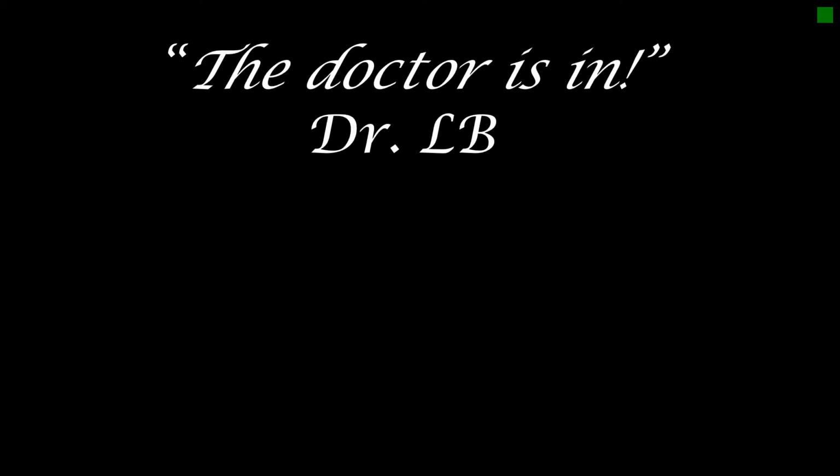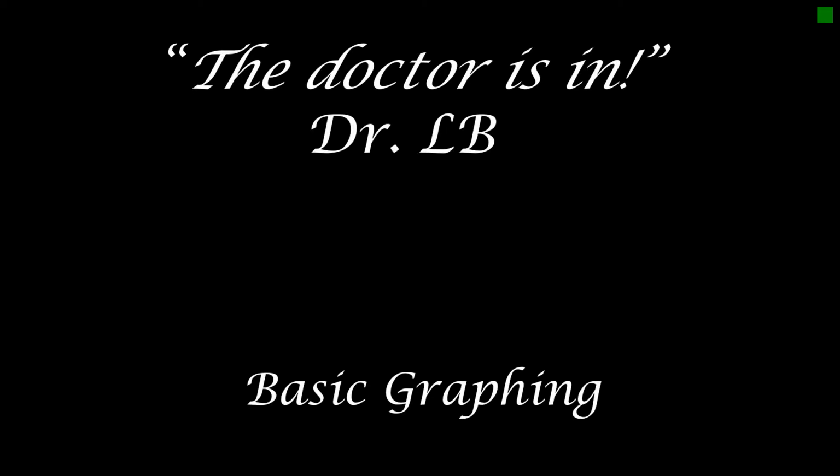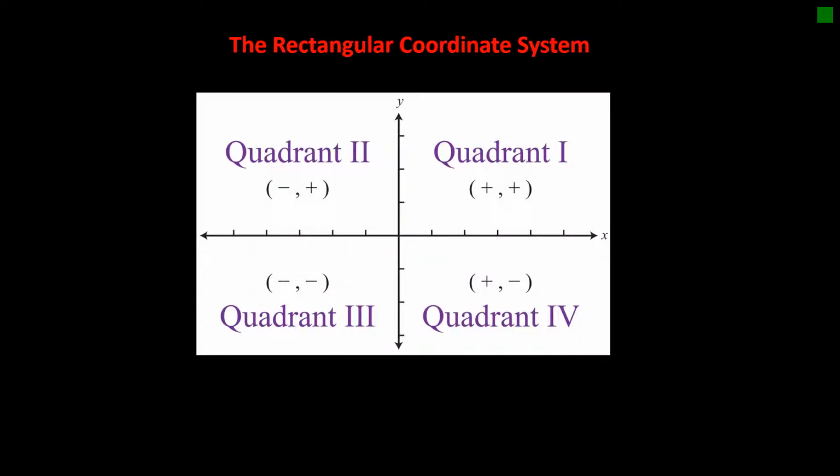Let's get started. Today, we're going to look at basic graphing. And in order for us to graph, we need to first of all talk about the rectangular coordinate system. The rectangular coordinate system is a grid broken down into 4 quadrants. And in each quadrant, we can plot points, x, comma, y.